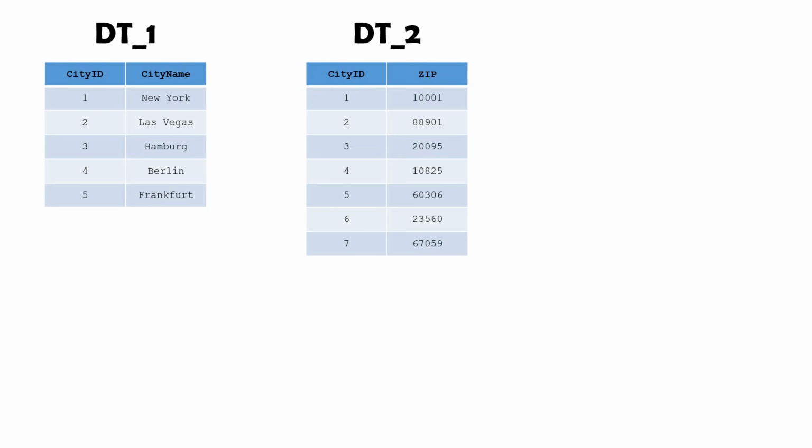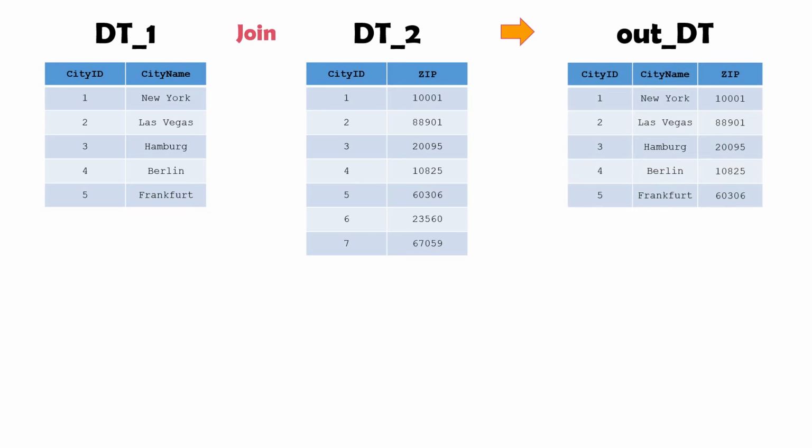We have here 2 tables, DT1 and DT2. In each table we have 2 columns. We have the column, city ID in both tables. This is the key column, which we can use to join both tables. We want to join the tables to get the following output table. The output table has 3 columns, the city ID, the city name from the first table, and the zip code from the second table. As I mentioned before, we define a variable for each table.